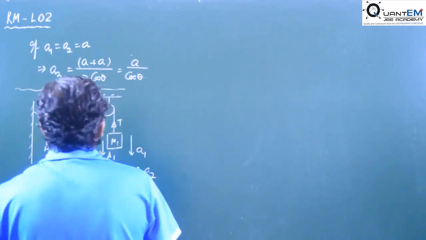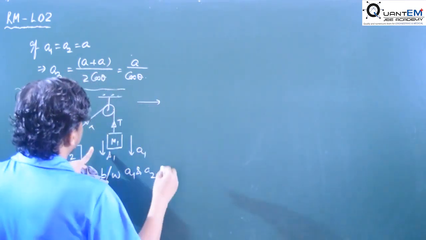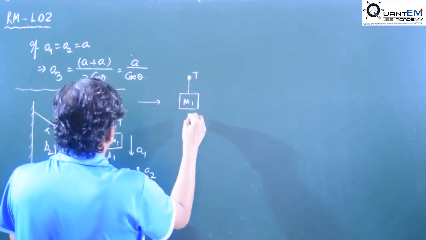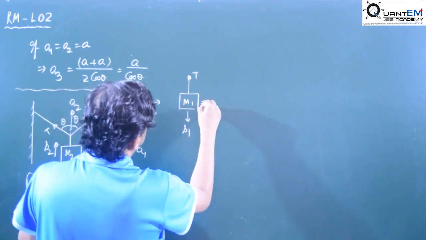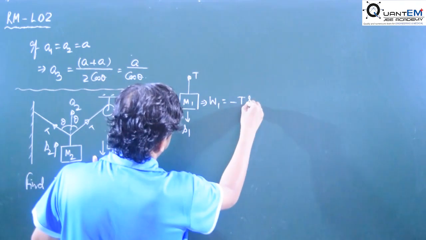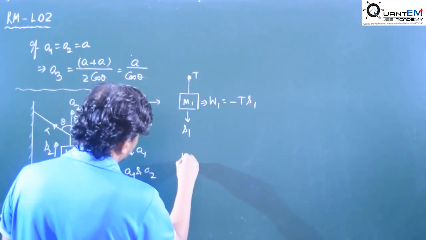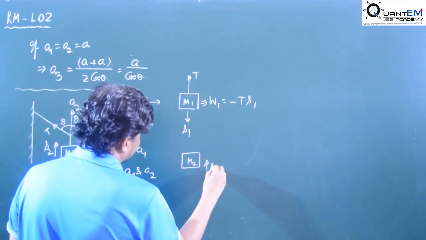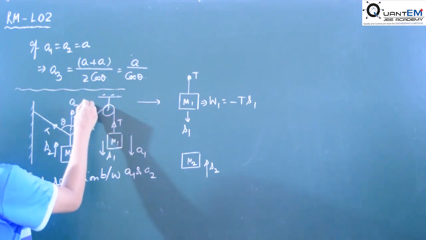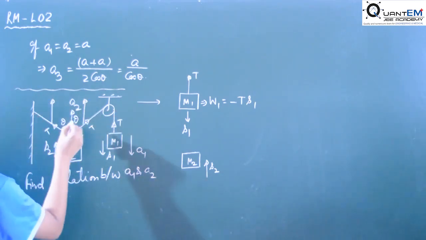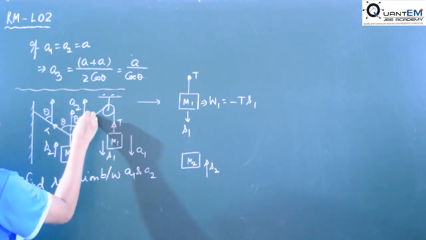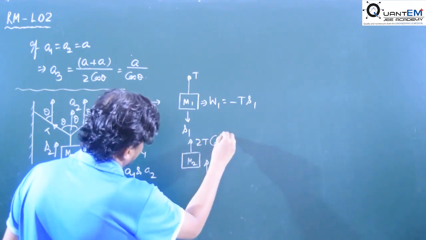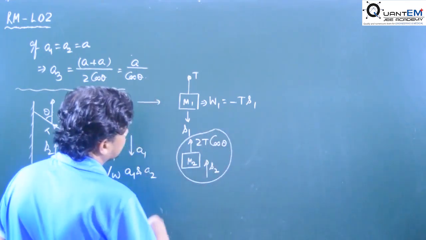Now see, what is W1? This mass is M1, tension is in the upward direction and displacement is in the downward direction. W1 is equal to minus T S1. And what about M2? Displacement is in the upward direction, tension it is T cos theta and it is also what? T cos theta. So T cos theta plus T cos theta will have what? 2T cos theta. So here net tension we have what? 2T cos theta.